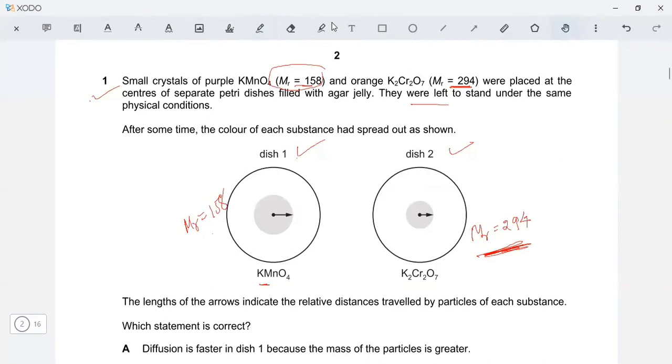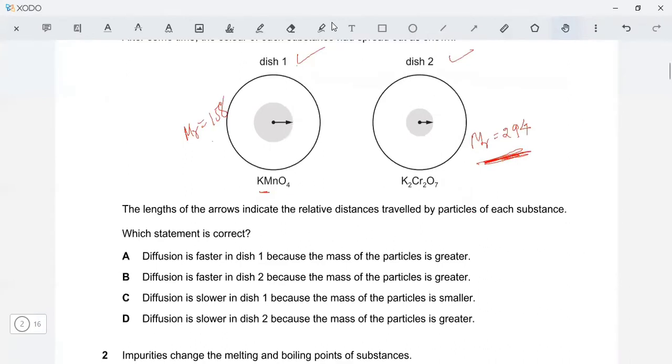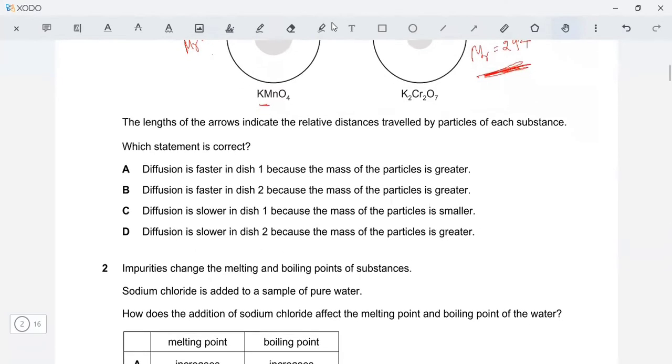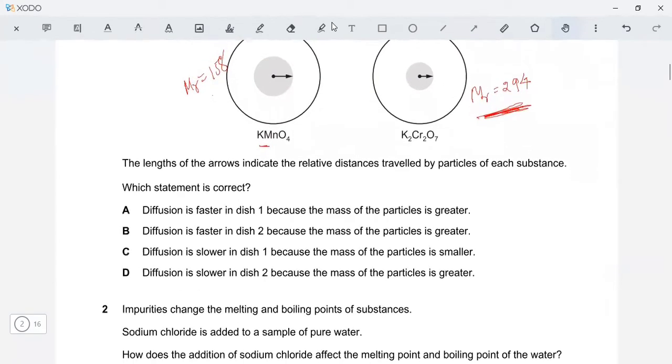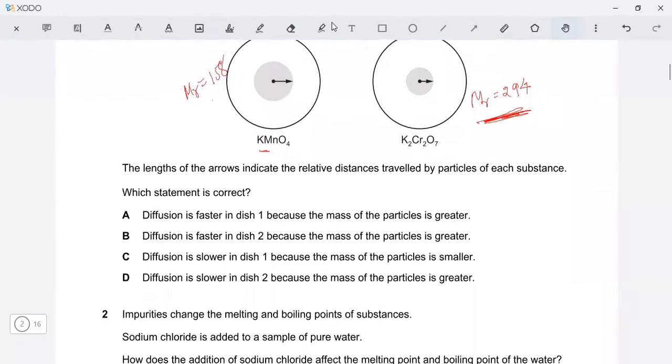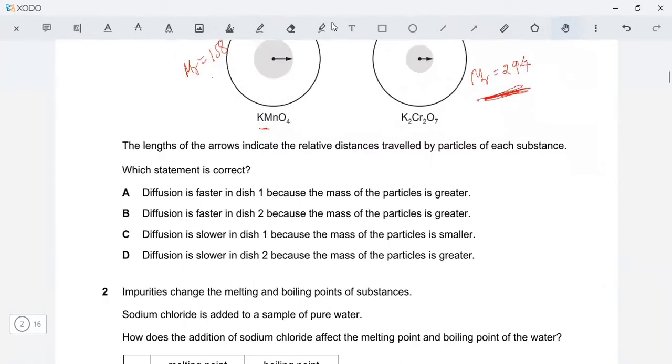So they're talking about diffusion. Diffusion is a phenomenon where the particles move randomly here and there. The lighter ones will move faster, so diffusion will take place much faster in lighter particles. For heavier particles, diffusion will be slower. So look at the question first. The length of the arrow indicates the relative distance traveled by the particles of each substance. Which statement is correct?